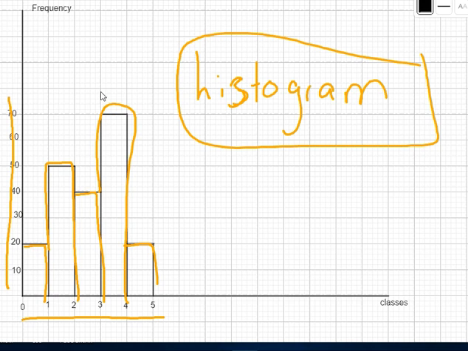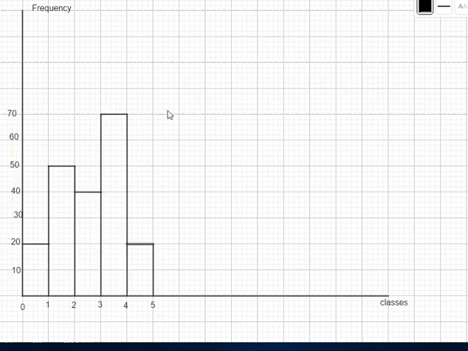Now how can we find the mode? We know that the mode is located in the class with the highest frequency. Okay, we know that the mode is the most frequent data. So here the modal class, we cannot say mode, so here the modal class is 3 4, because as you can see graphically it has the highest frequency, 70.